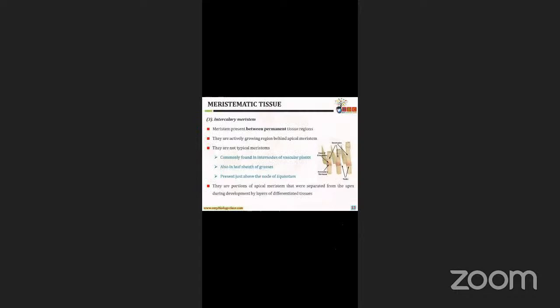Next, third type, intercalary. This is the permanent tissue of meristems. Where is it located? In between two nodes. They are not typical meristems, commonly found in internodes of vascular plants, also in leaf sheaths of grasses. All are not typical meristems. It is present just above the node in Equisetum. This is the information on intercalary meristem.